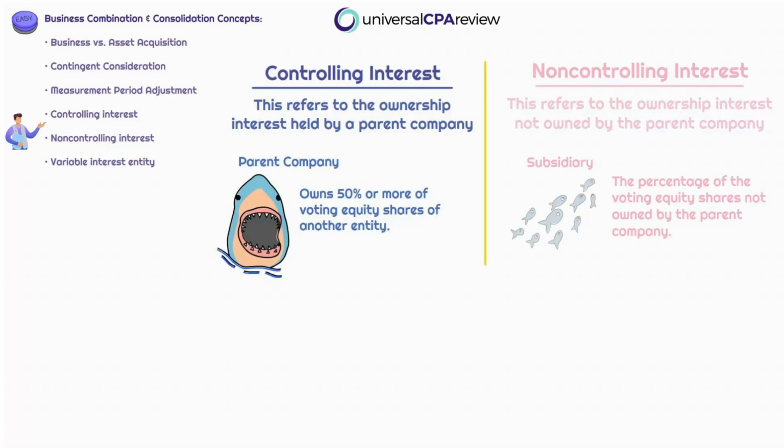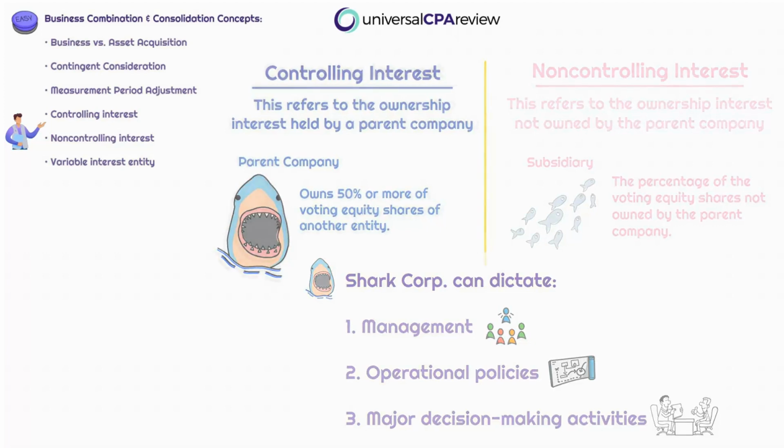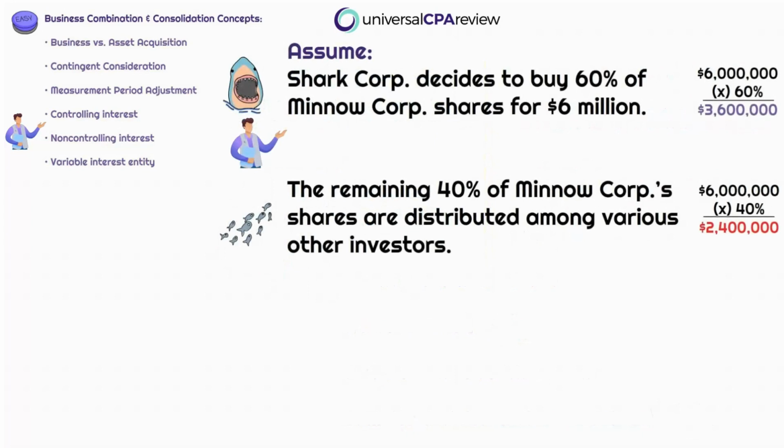Okay, so ultimately here, this is Shark Corp acquiring over 50% of Minnow Corp, and they now have the ability to dictate the financial and operating policies of Minnow Corp, and that can significantly affect the profitability and net asset value. So let's say that Shark Corp decides to buy 60% of Minnow Corp shares for $6 million, believing that the software potential is huge. The remaining 40% of Minnow Corp shares are distributed among various other investors.